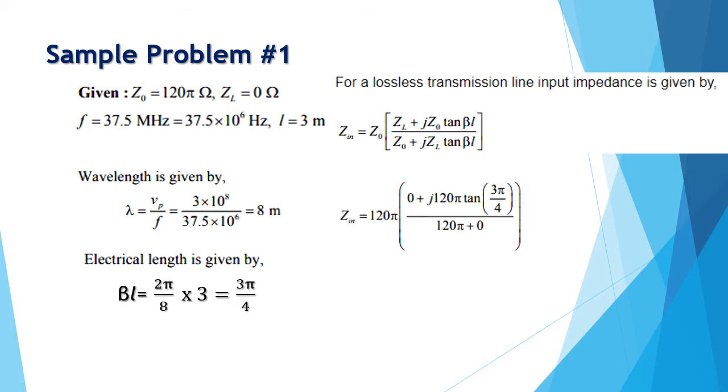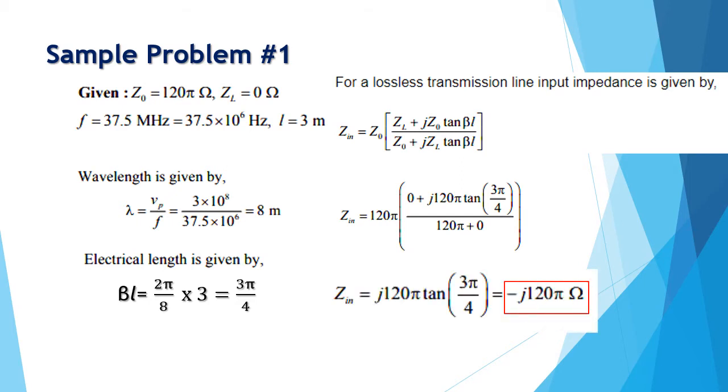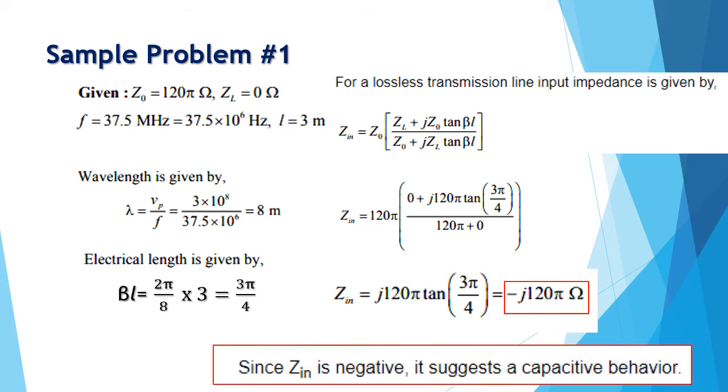So substituting all of our given to this equation, we have Z sub in equals 120 pi times the quantity of 0 plus J 120 pi times the tangent of 3 pi over 4 divided by 120 pi plus 0. Solving for this, we have Z sub in equals negative J 120 pi ohms. And since Z in, our input impedance, is negative, it suggests a capacitive behavior.